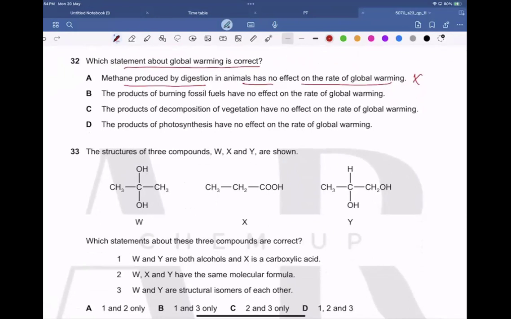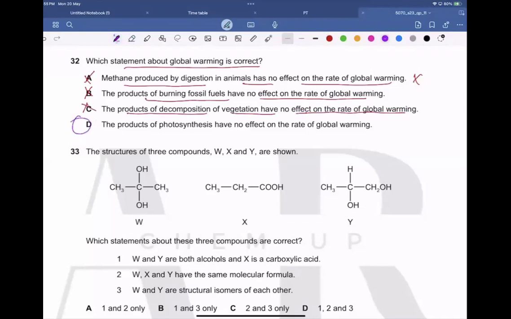The products of burning fossil fuel have no effect on the rate of global warming. That is also wrong because it produces carbon dioxide, which is also a greenhouse gas and causes the temperature to rise. Okay, Khatija, let me check. The product of decomposition of vegetation is always methane. It has no effect on global warming. So it is also wrong because methane is a greenhouse gas. So if all of these three are wrong, it means D is the correct answer.